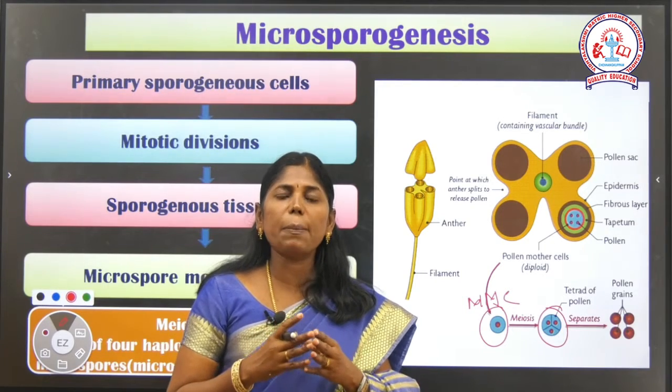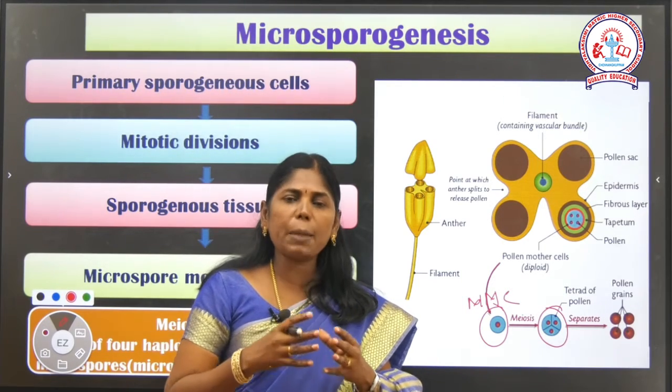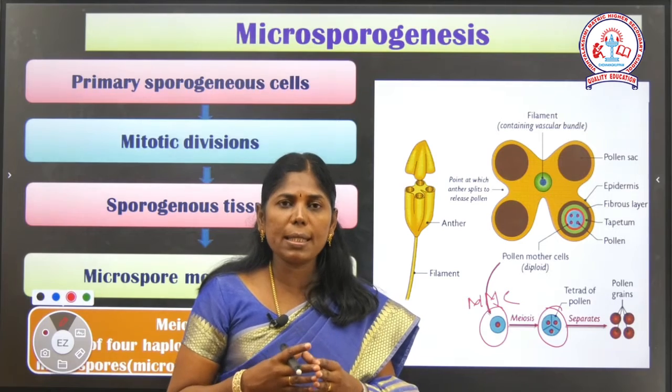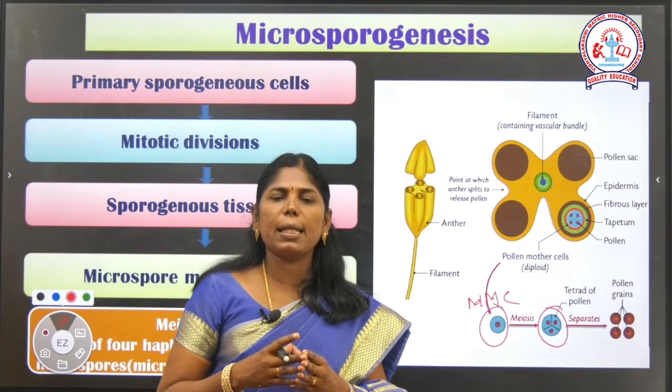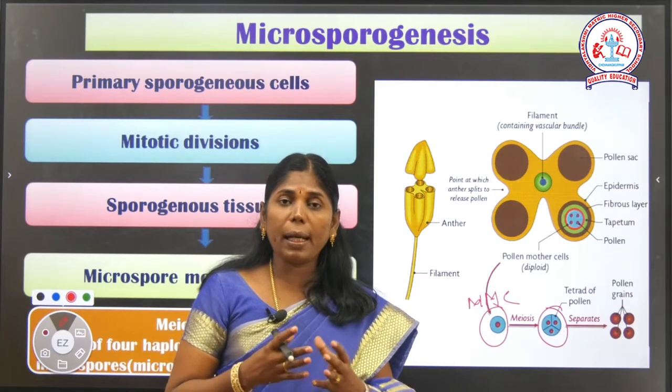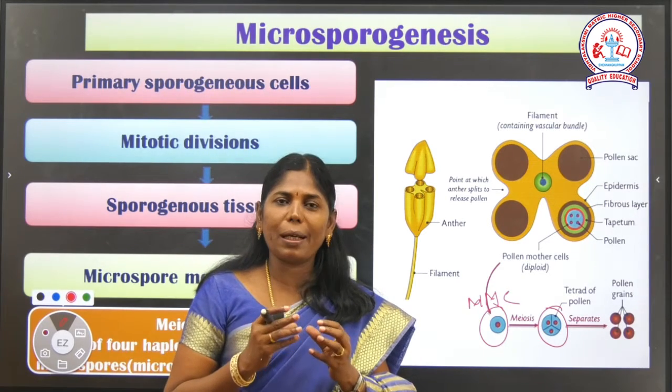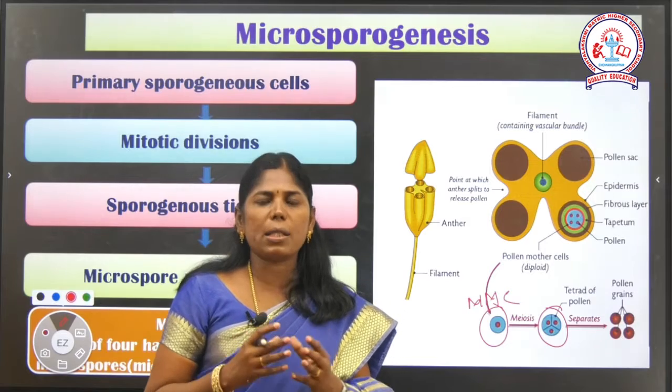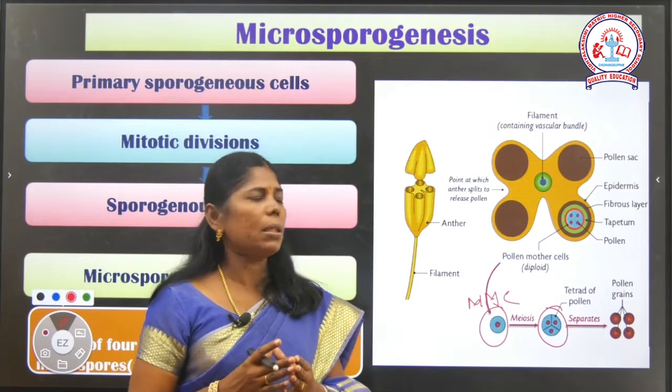So that is known as a pollinium. This type of pollinium, this type of microspore arrangement, we can see in some species, for example Calotropis. In Calotropis, all the microspores are held together to form a bag-like structure. That condition is known as a pollinium.